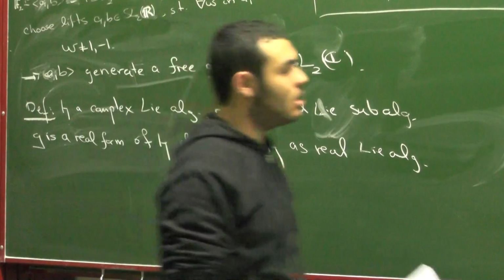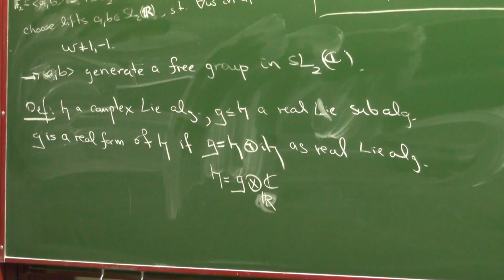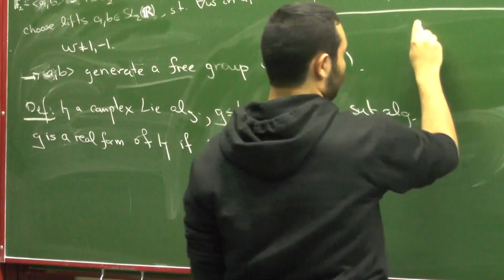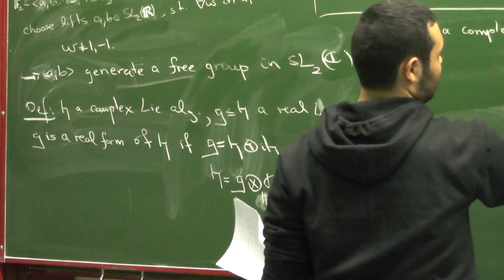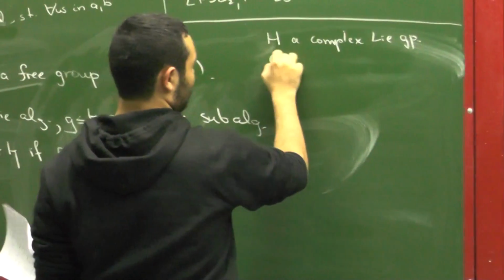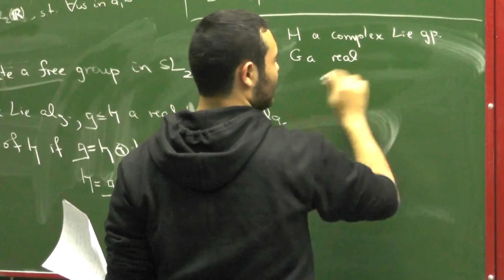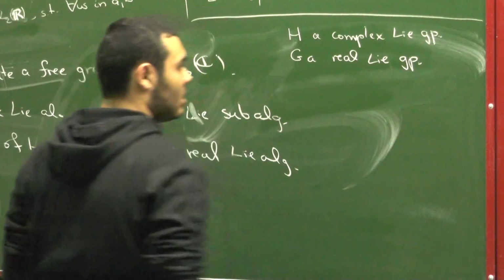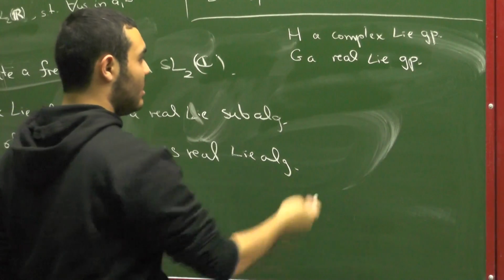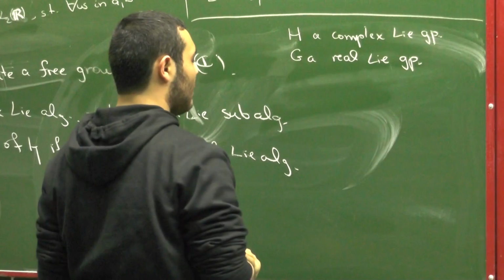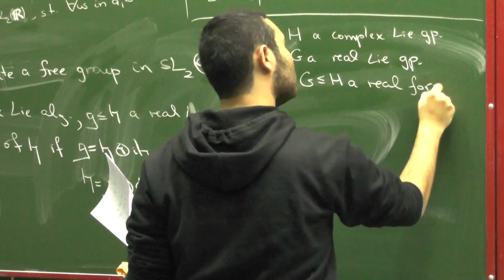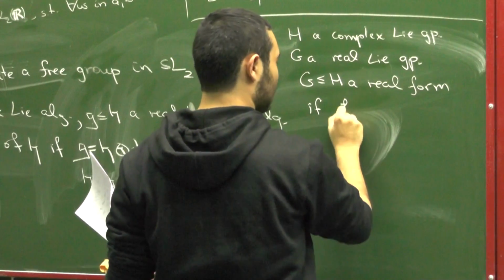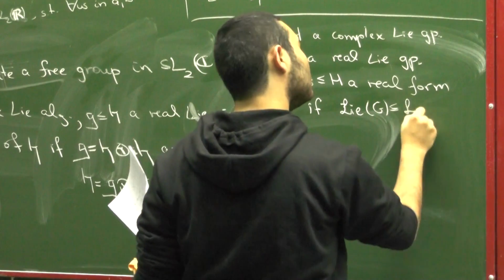Well, we should make one thing before. If H is a complex Lie group, such as SL2C, and G is a real Lie group, I mean, a Lie subgroup which has a structure of a real Lie group, G inside H is a real form if the corresponding Lie algebras satisfy this relation.